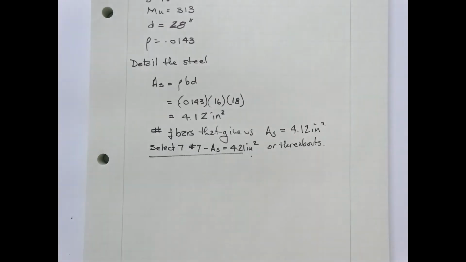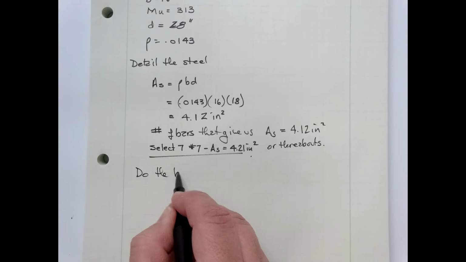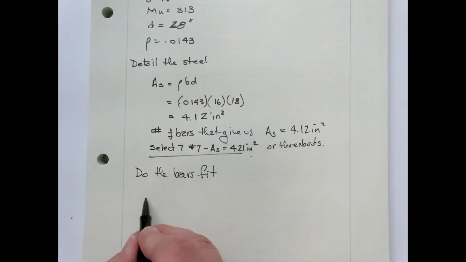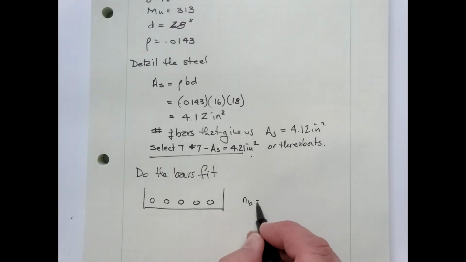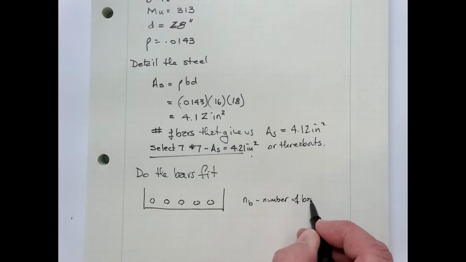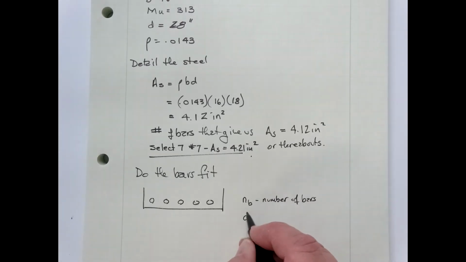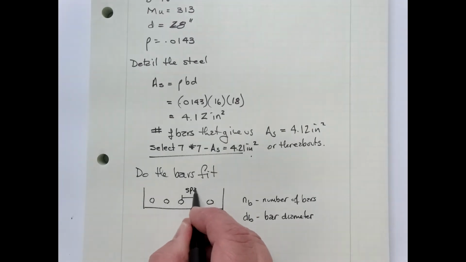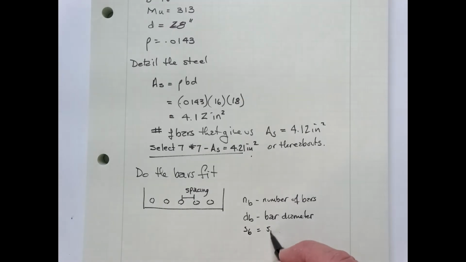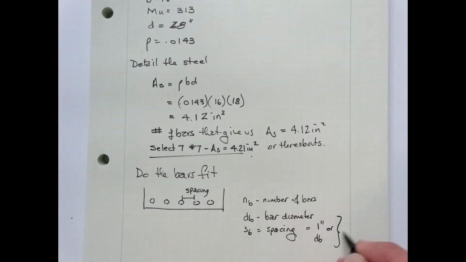Now we have to check something else in the detailing. Will 7 number 7 bars fit inside a 16-inch wide beam with an inch of cover on either side? Do the bars fit? Well, if I have a beam, and if I have n sub b as the number of bars, the diameter of the bar, we can look that up, and this is the spacing. S sub b is the spacing. The spacing is easy to remember. It's equal to 1 inch or d sub b, whichever is larger.